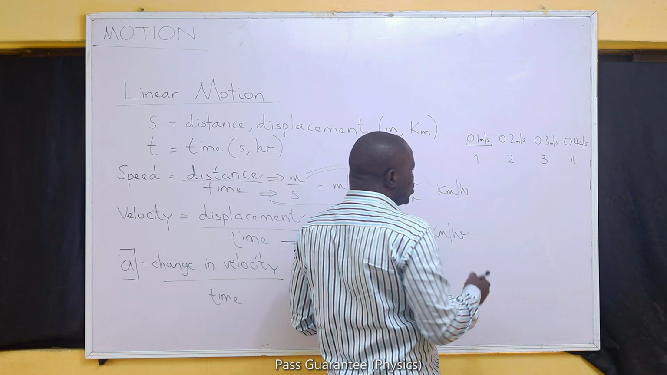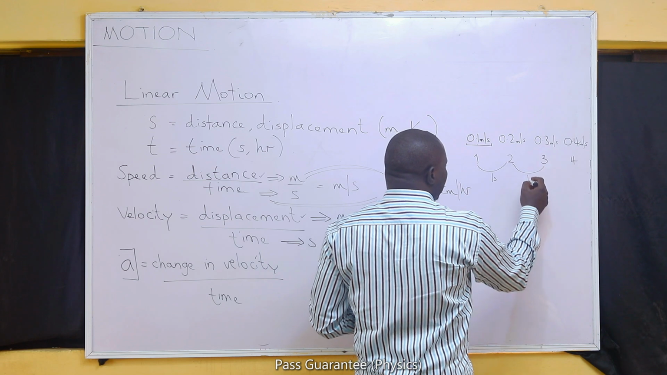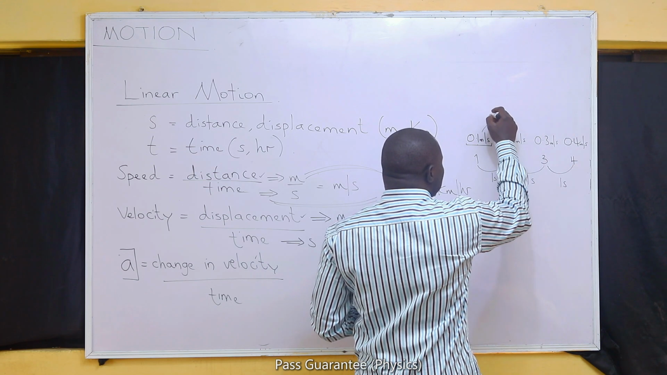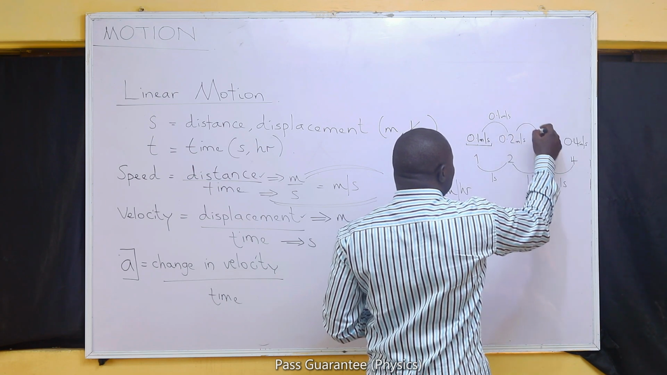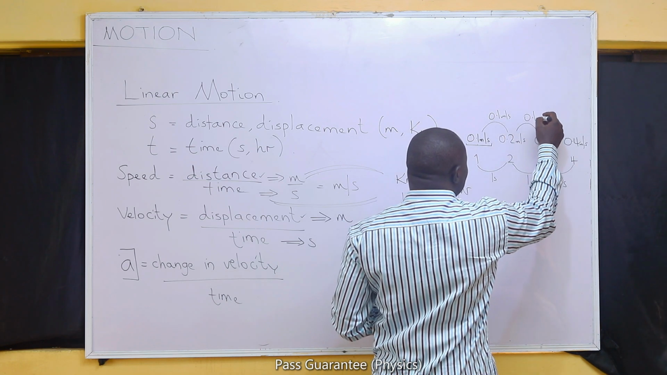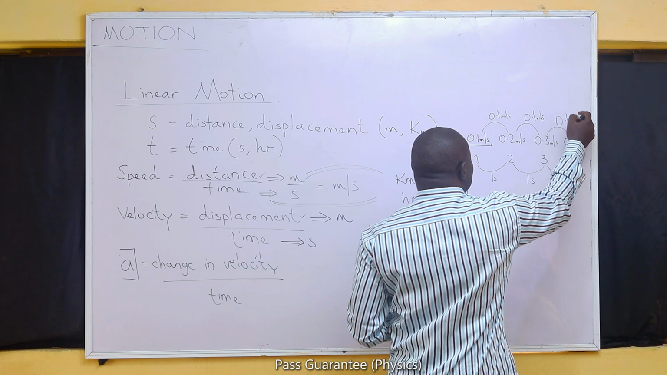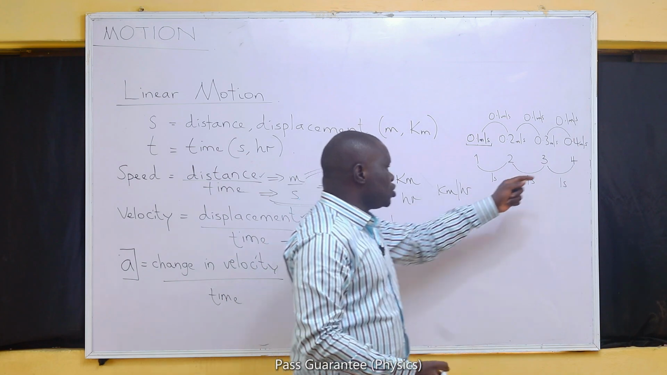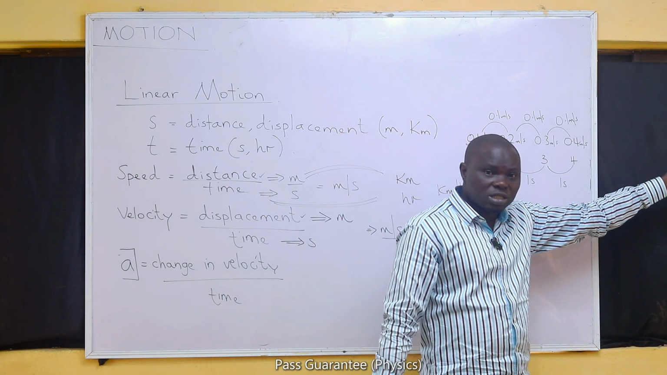Then it clearly shows that for every 1 second increase in the time, the velocity of that object is changing by 0.1 meters per second. That means if I give it an additional 1 second, its velocity should become 0.5. If I give it 1 more second, it should be 0.6.